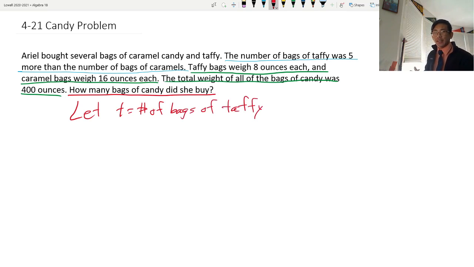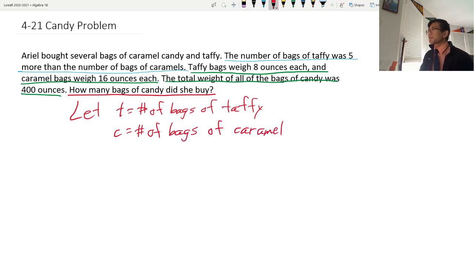Again, we want to be really specific about what it is. I don't want to say let t equal taffy, because what does that mean? Does it mean the flavor, the price, the weight? No, in this scenario, we want to know how many bags Ariel bought. Likewise, let c equal the number of bags of caramel, or however you want to say it. I won't judge.